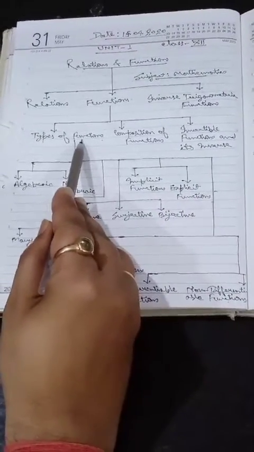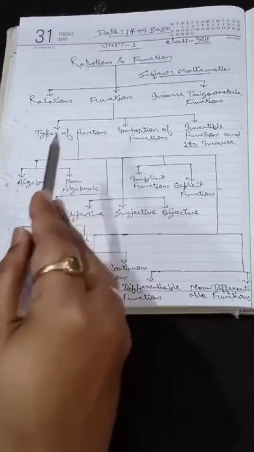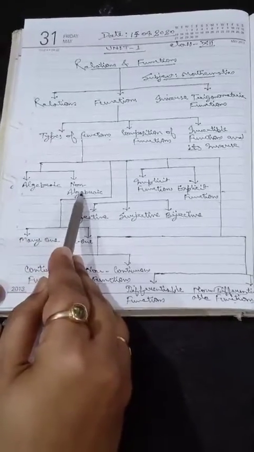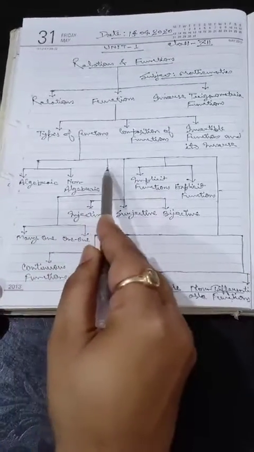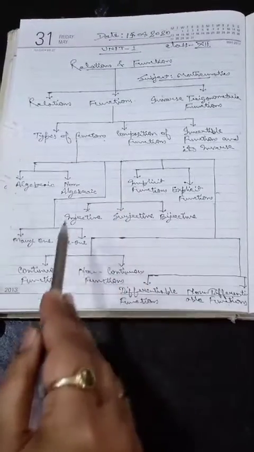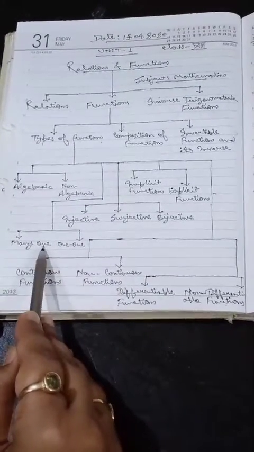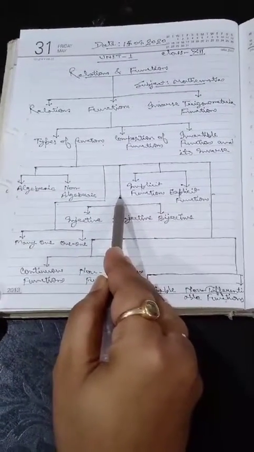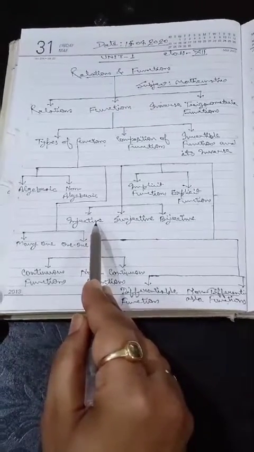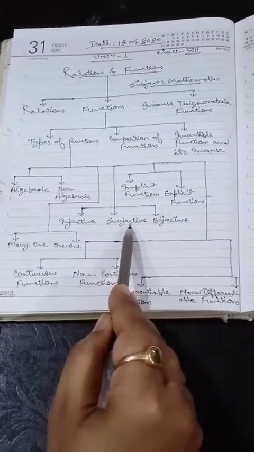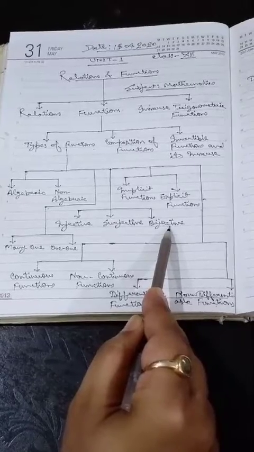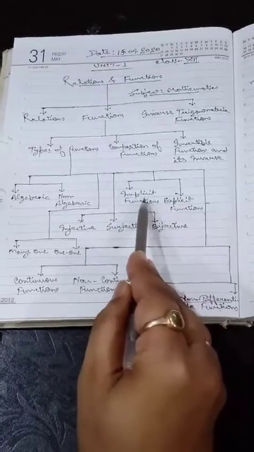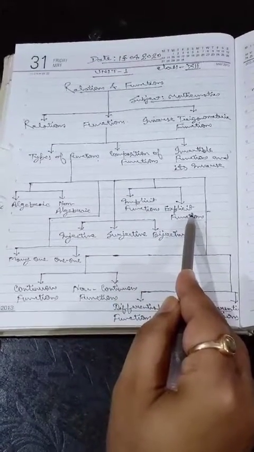Now, there are a number of classifications of functions. In one classification, it is divided into two parts, algebraic and non-algebraic functions. In the next classification, it is again divided into two parts. One is many-one function and secondly one-one function. In the third classification, function is divided into three parts. One is injective function, secondly surjective function, and third bijective function. In the fourth classification, it is again divided into two parts. One is implicit functions, secondly explicit functions.